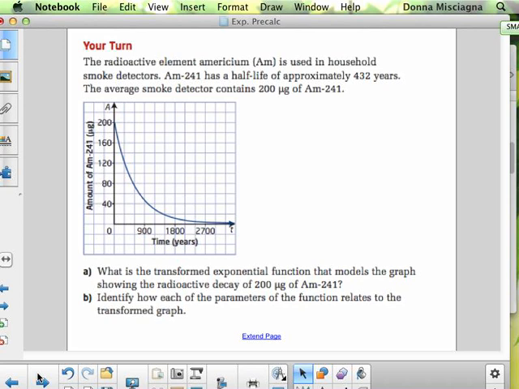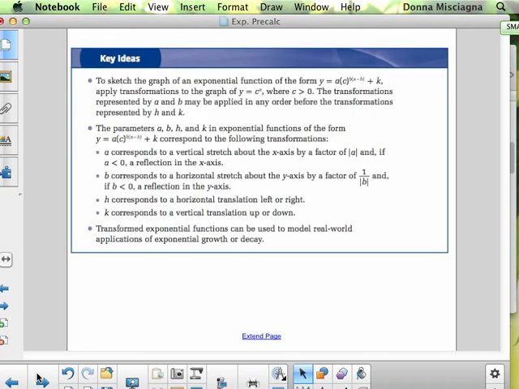You can read this. Here are some key ideas about transformations of functions. That ends this lesson. Our next lesson will be solving exponential equations. All right, bye for now.